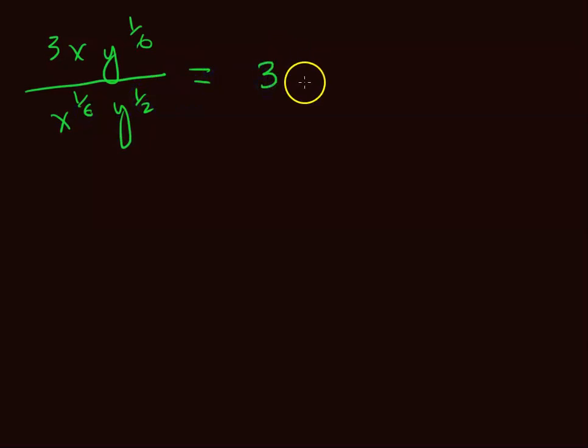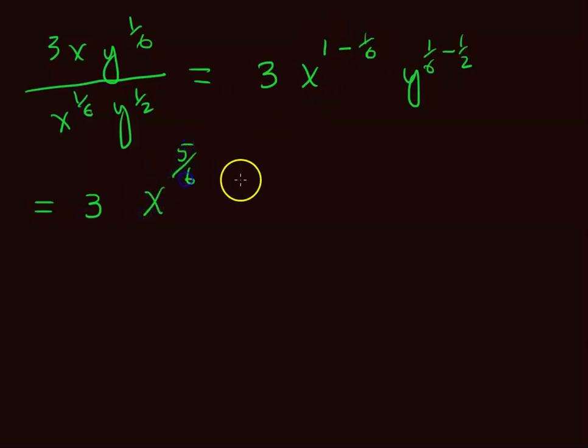So this is the 3. It's x to the 1st minus 1/6. Y to the 1/6 minus 1/2, right? Well, this is the 3 again. 1 minus 1/6 is 5/6, x to the 5/6. And 1/2 is really 3/6, so 1/6 minus 3/6 is a negative 2/6, which really is 3x to the 5/6, y to the negative 1/3, reducing that.